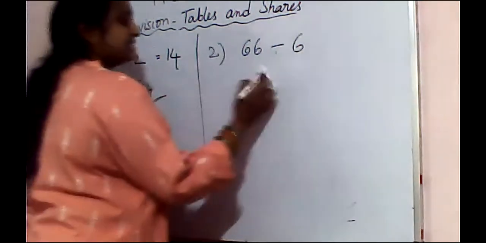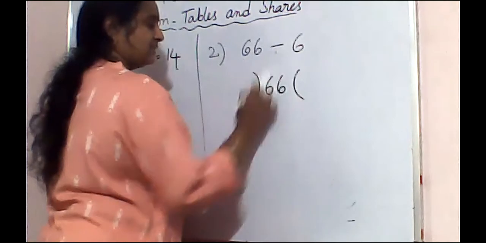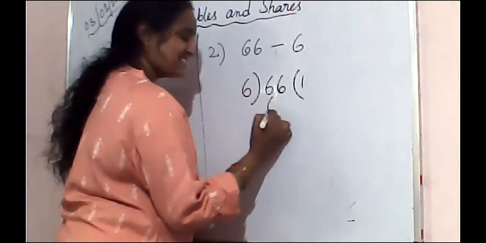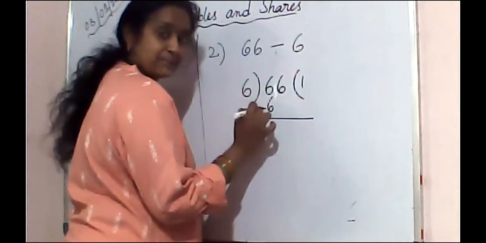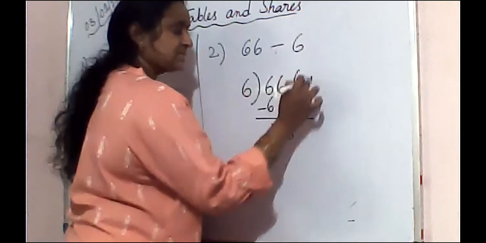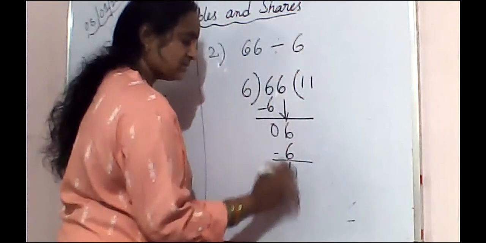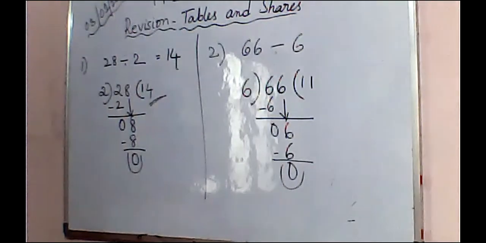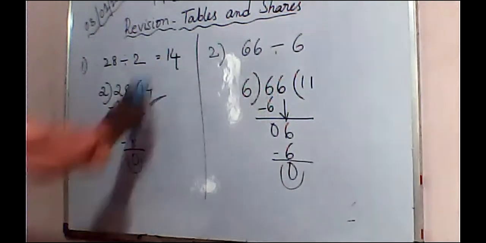Very good. Ma'am, we can only tell the answer. We can't come. Yes, 6 ones are 6. Division means subtraction. 6 minus 6, 0. Again, bring down the next digit. 6 ones are 6. So the answer is 11. So 6 divided by 6 is 11.